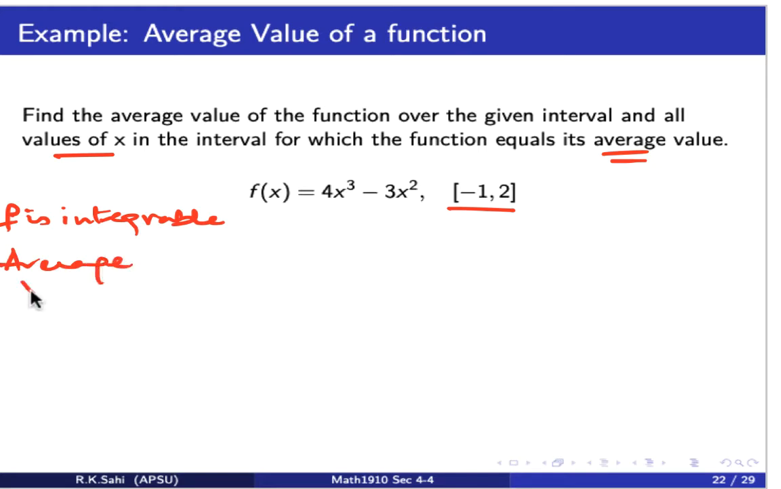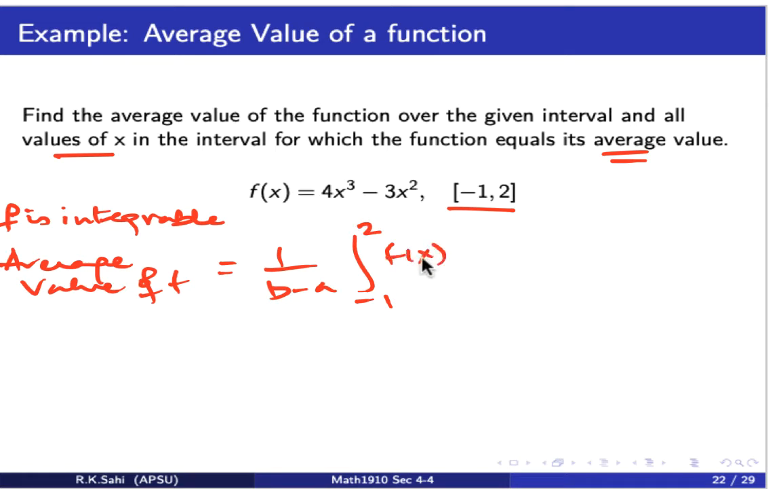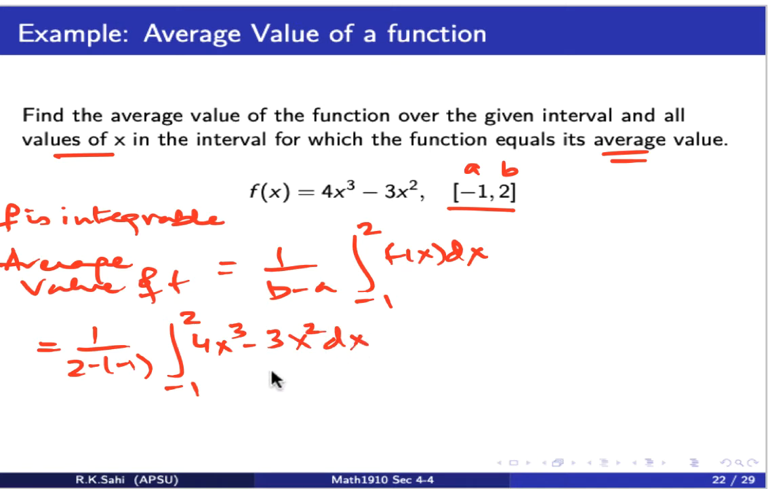So the average value of this function f is given by 1 over b minus a, integral -1 to 2 f of x dx. Okay, b, guys, is 2 and a is -1. So it is 1 over 2 minus -1, integral -1 to 2 of 4x cubed minus 3x squared dx. Now after this it is simple integral stuff, guys. It is 1/3. Do the indefinite integral. So this comes to be x to the 4th minus x cubed from -1 to 2.